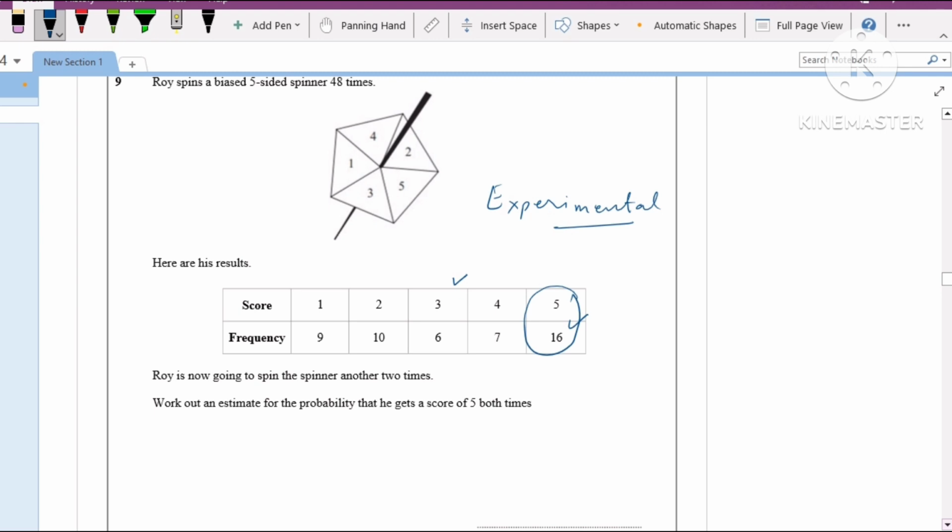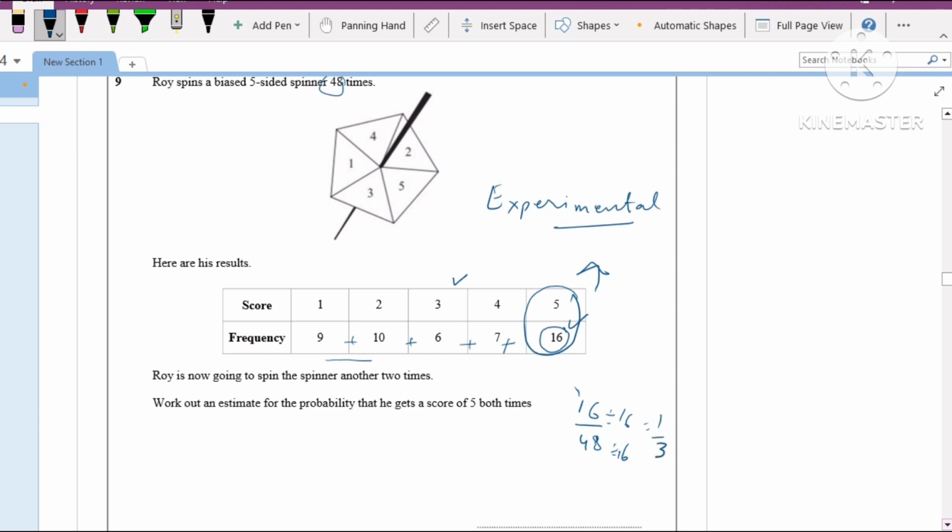So what is the probability of 5 according to the past experiments? You can see the number of 5s is 16. And the total is 48. It is given in the question as well, so you can add these all to get the total number of spins, but this is 48, which is given. So don't waste your time. So 16 out of 48, you can simplify because both numbers can be divided by 16. So it is 1 over 3.